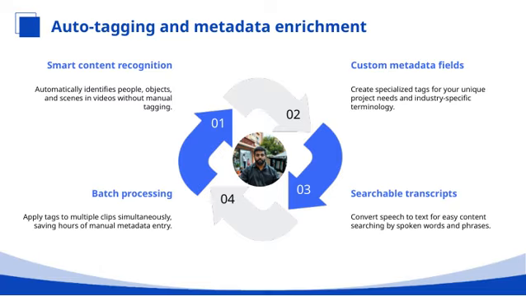Next, we have custom metadata fields. This feature allows you to create specialized tags tailored specifically to your project or industry. For example, if you're working in a particular niche, you can define tags that make your search and organization even more precise. Then there's batch processing. This is a game changer because it enables you to apply tags to multiple clips at once. Instead of tagging each video individually, you save hours, sometimes even days, by processing large batches simultaneously.